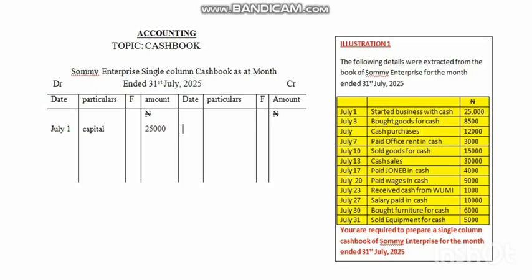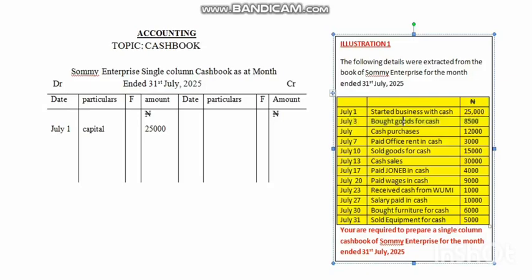On July 3rd, the owner bought goods for cash. Goods of how much? 8,500 naira. So this one is the money that is going out of the business, because he bought goods. When he purchased these goods, the money goes out of the business because he used the money to buy the goods. Therefore, this is a cash outflow. So remember, cash outflow is recorded on the credit side of the cash book.